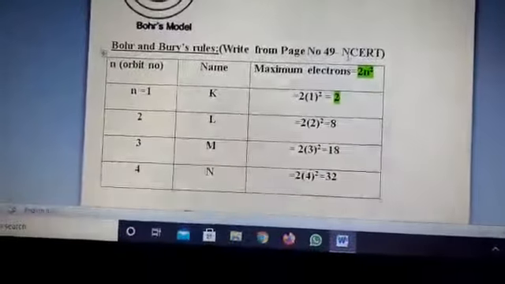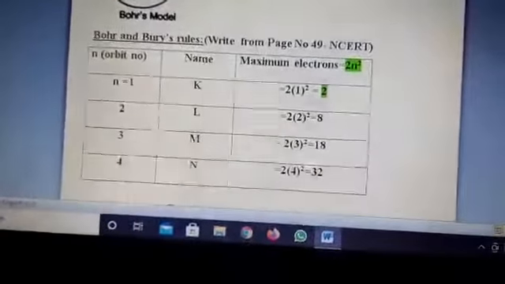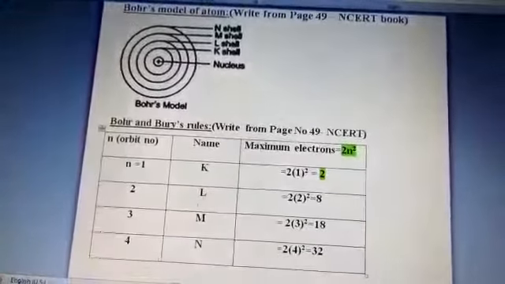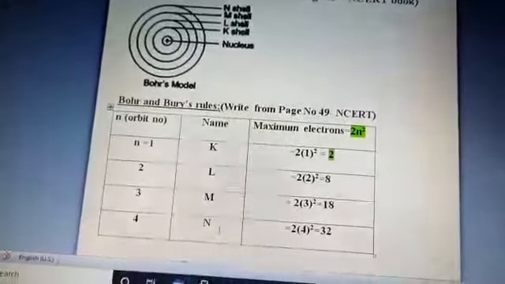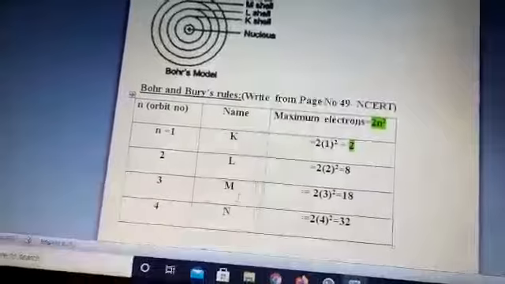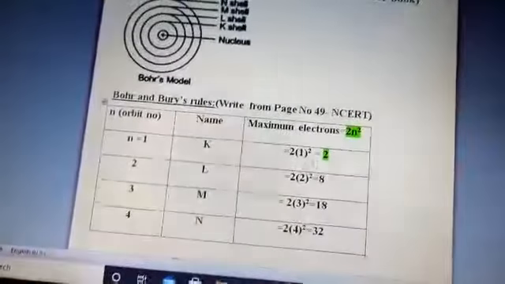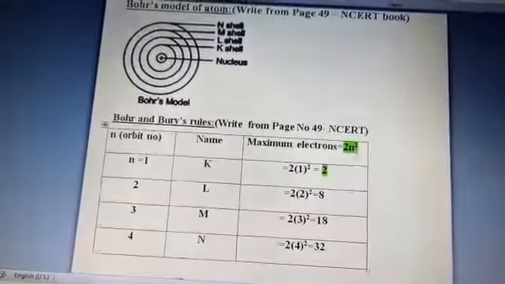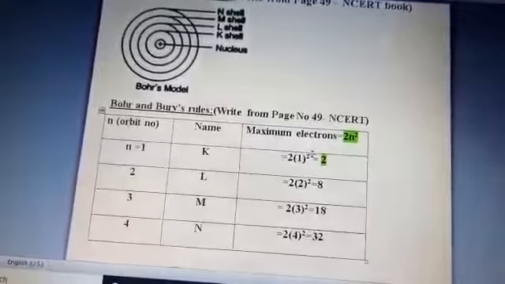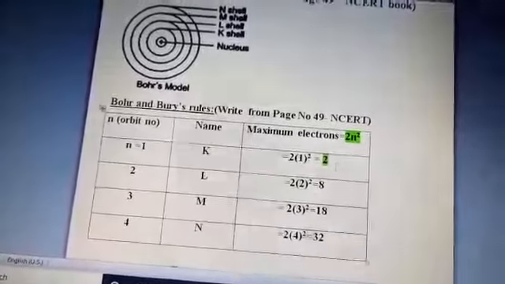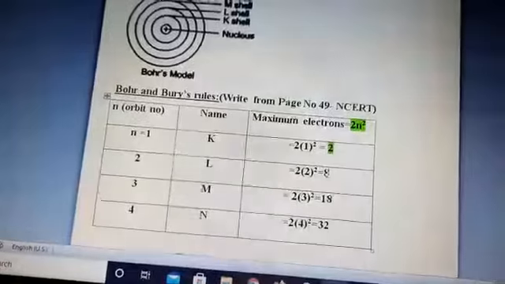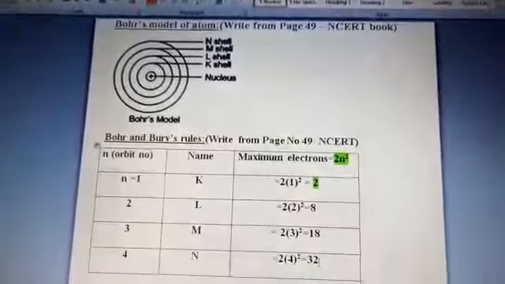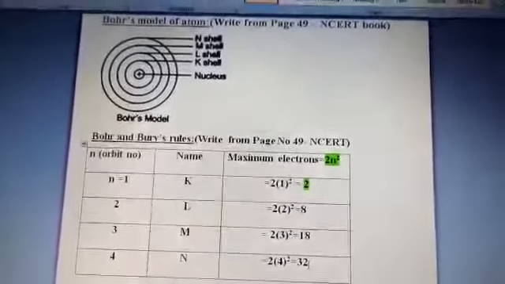I mentioned the page number, but I'm just giving you a brief description. Now, see, K shell means n equals 1, L shell means n equals 2, M means n is 3, and N means 4. There are 7 shells: K, L, M, N, O, P, Q. The maximum number of electrons in a shell is given by the formula 2n squared, where n is the number of the shell. If n is 1, then it is 2 into 1 squared, which is 2. The second shell can have a maximum of 8 electrons. The third shell can have a maximum of 18 electrons. The fourth shell can have a maximum of 32 electrons. So, this is one rule.